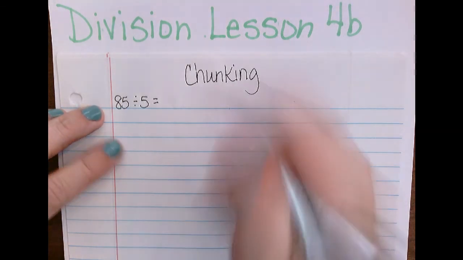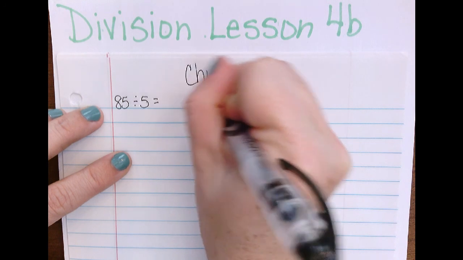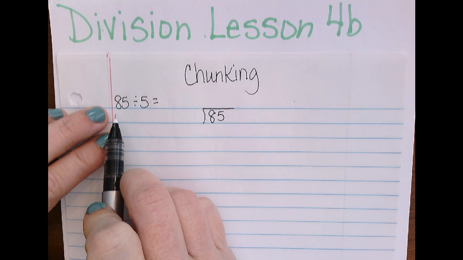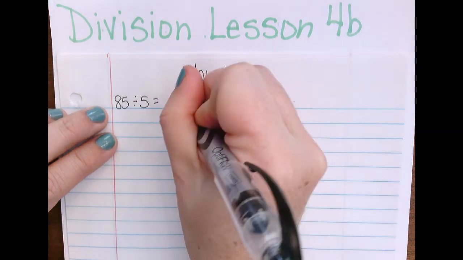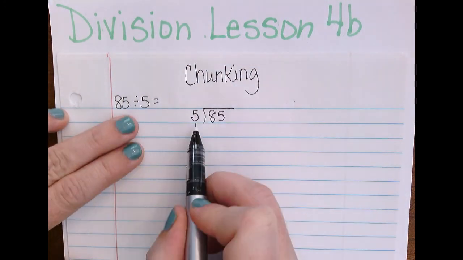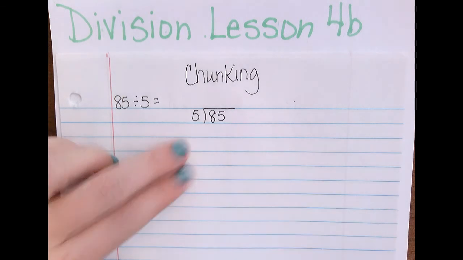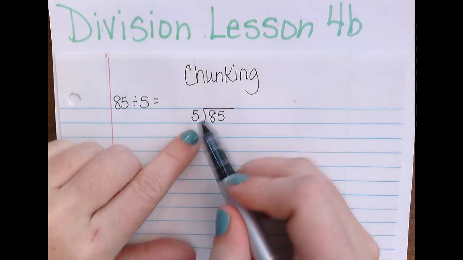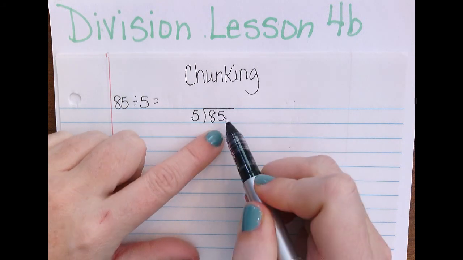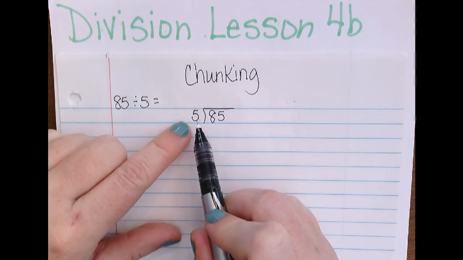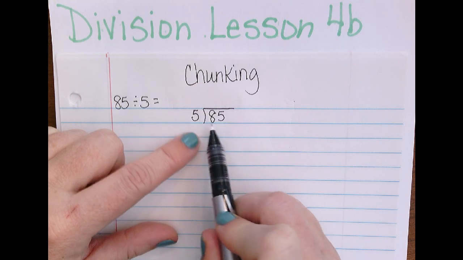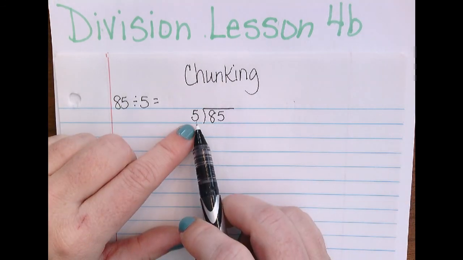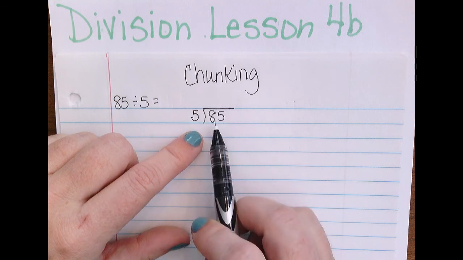So we're going to use both of the different examples from the previous lesson to show you how it works. Again, we're going to use 85 divided by 5. Now remember, the number first is the dividend, and the number underneath, in front, is the divisor. With chunking, we're going to look at the 85 as a whole number rather than just breaking it into tens and ones. So we're going to see how many times 5 goes into 85.